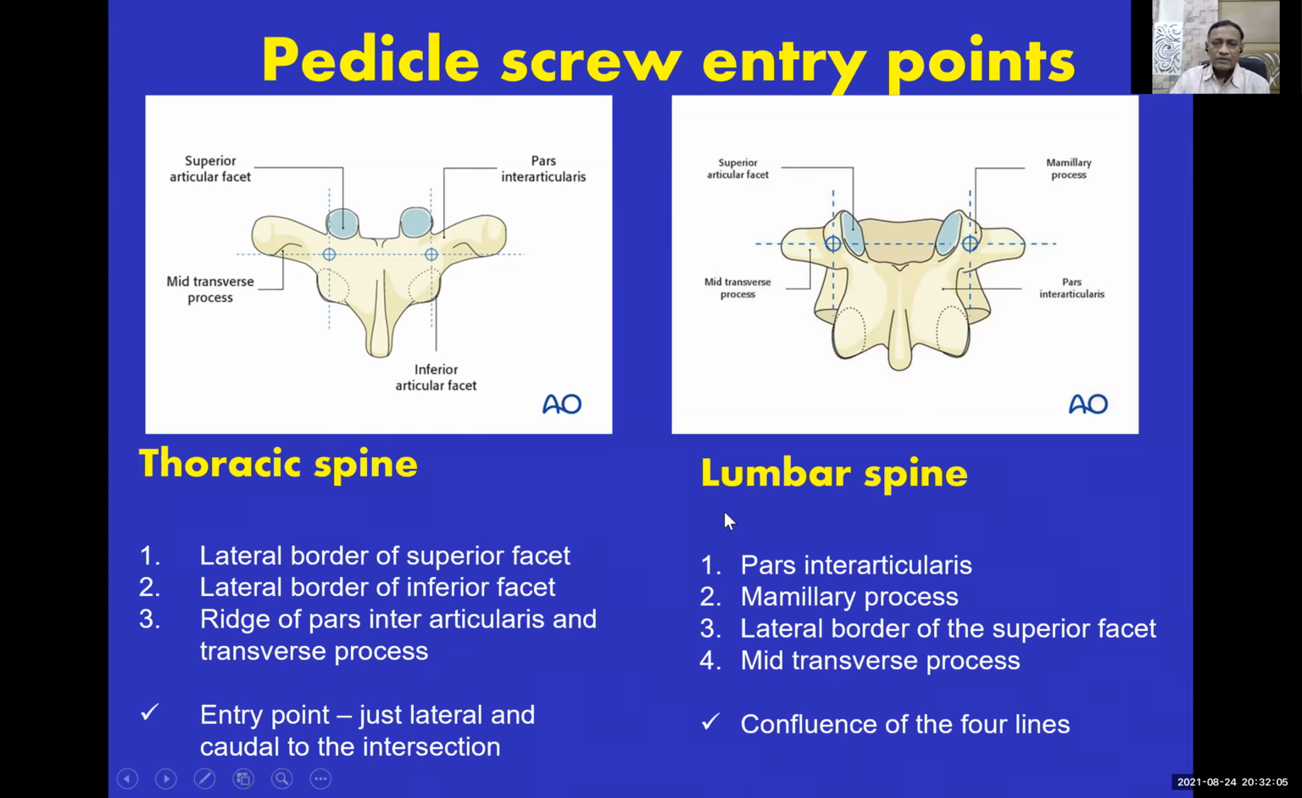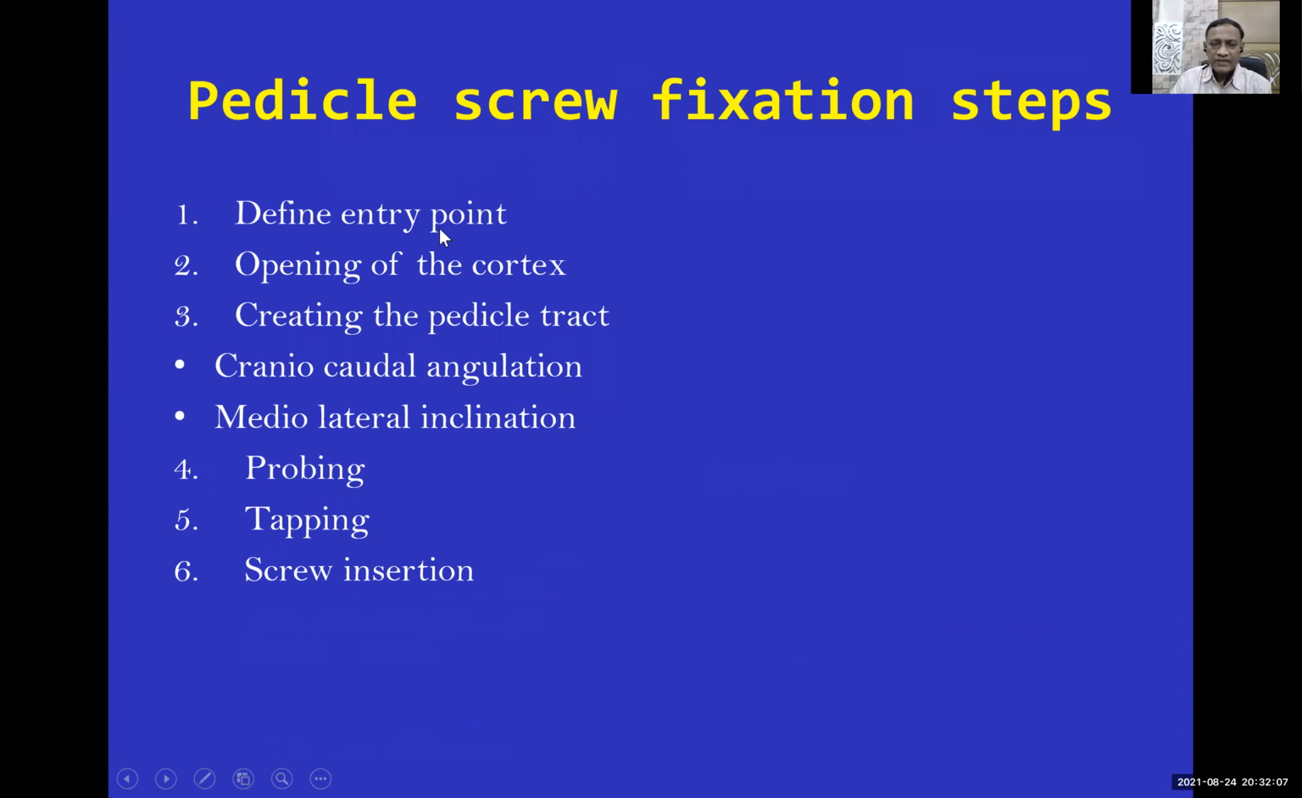Now, what are the steps? You define the entry point, open the cortex, create the pedicle tract, and the direction should have craniocaudal angulation and mediolateral inclination. This is to avoid damage to the nerves and spinal cord. Then you probe, making sure that you are in the bone and not outside the pedicle. Then you do the tapping and insert a screw of appropriate size.